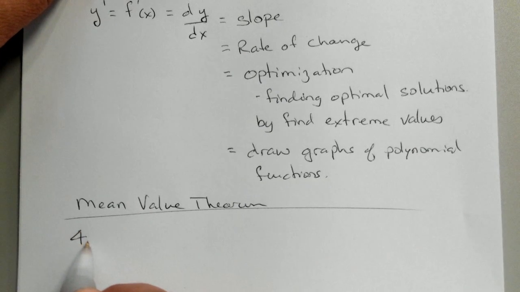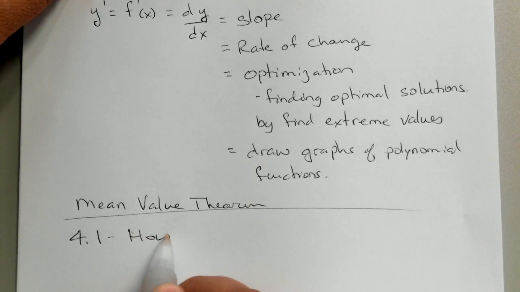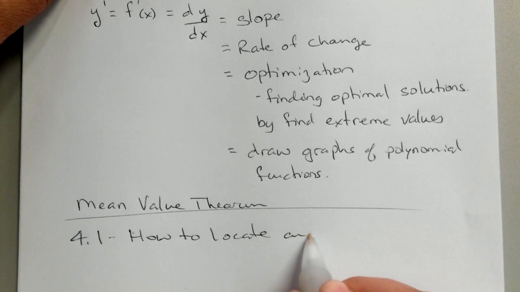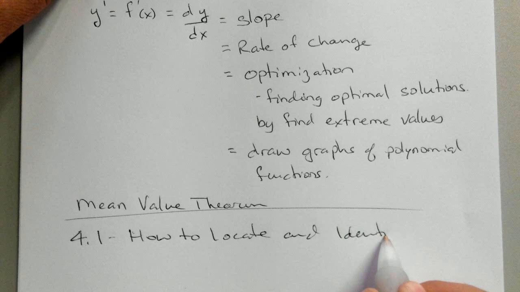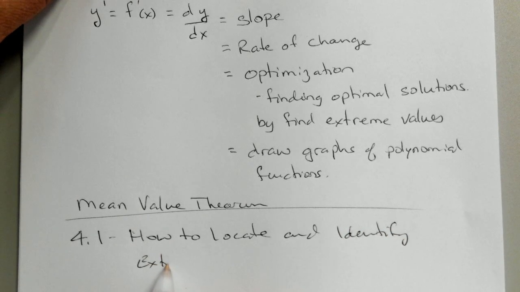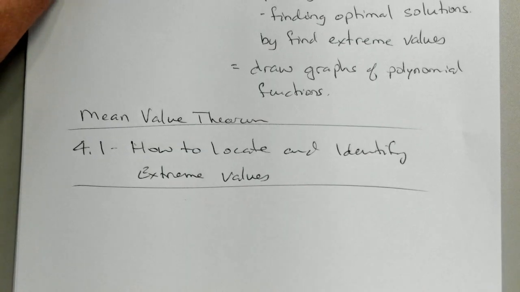Okay, so section 4.1 is called how to locate and identify extreme values. What do you think extreme values mean? When I say extreme values, what do you think I'm talking about?